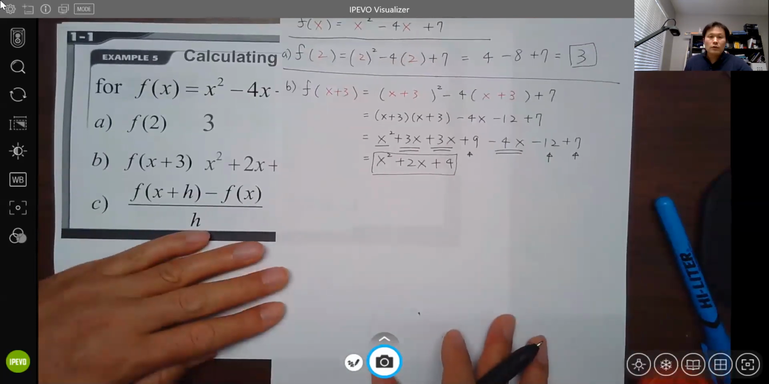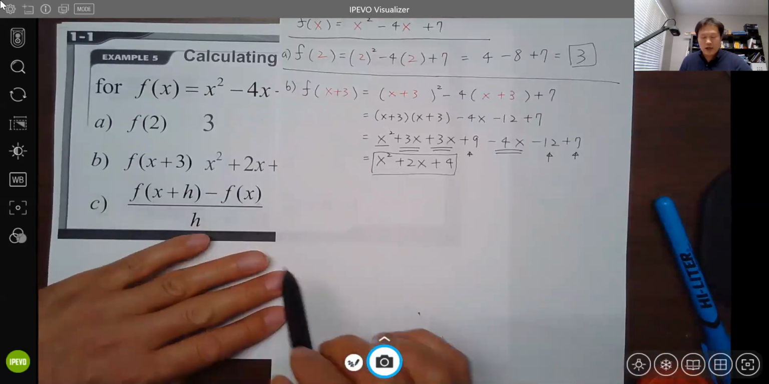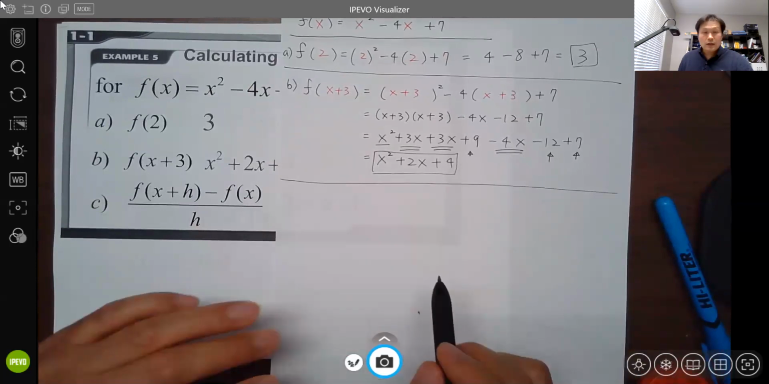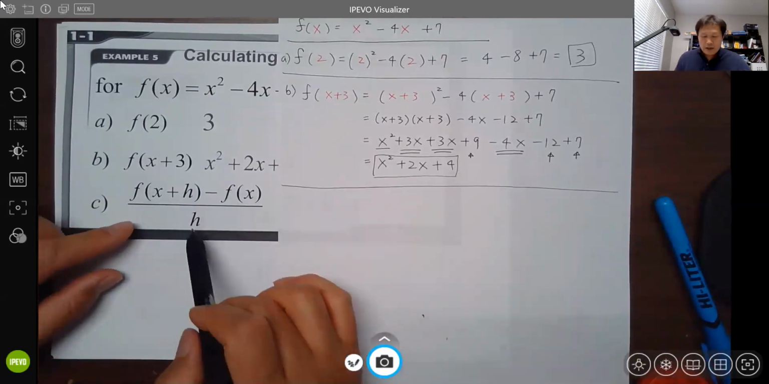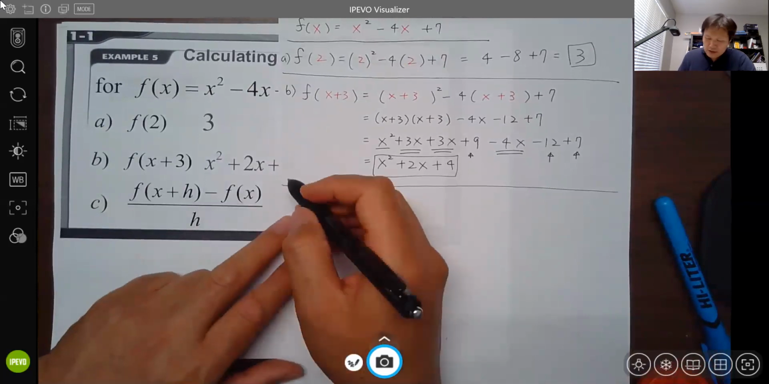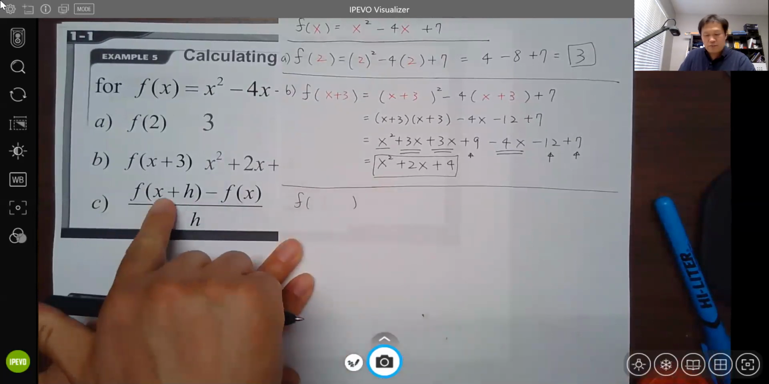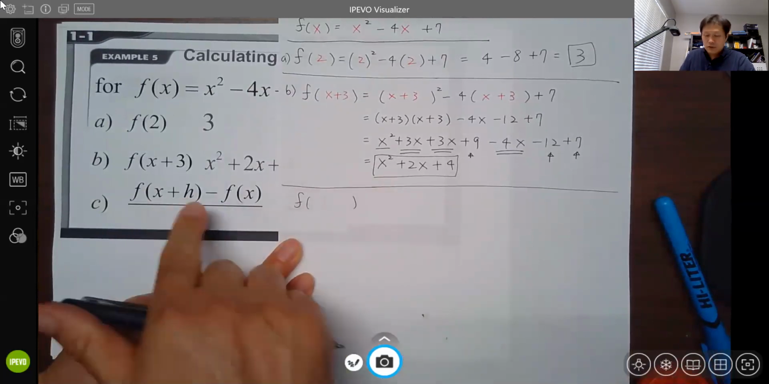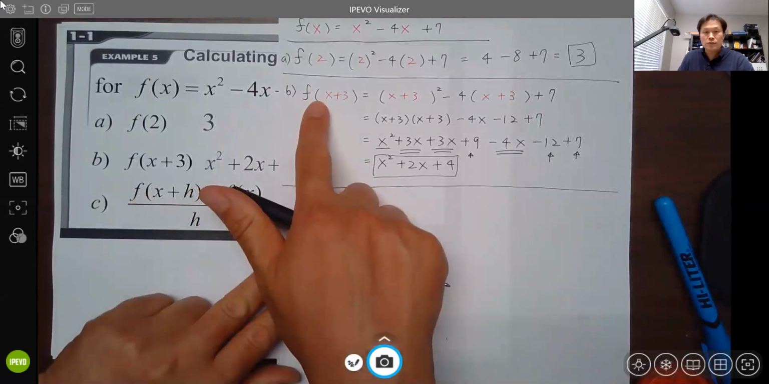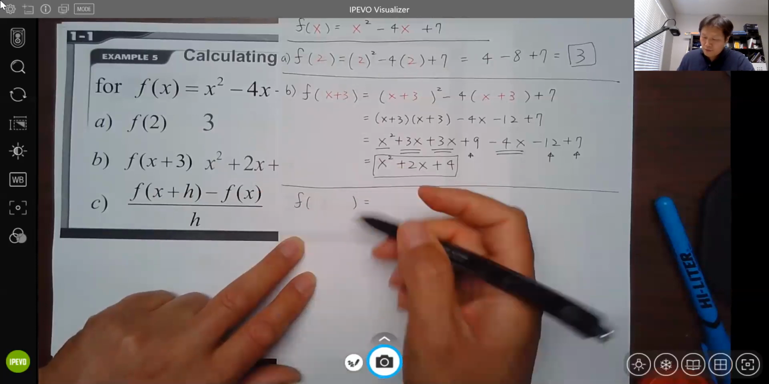Now, difference quotient. They are asking you to get this. If I were you, I would not jump into this directly. I will get this one first: f of x plus h. I will do that first, just the way you did f of x plus 3.